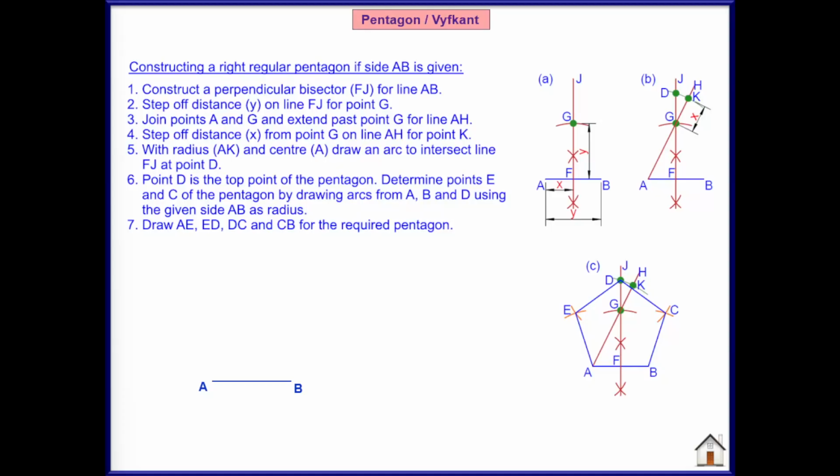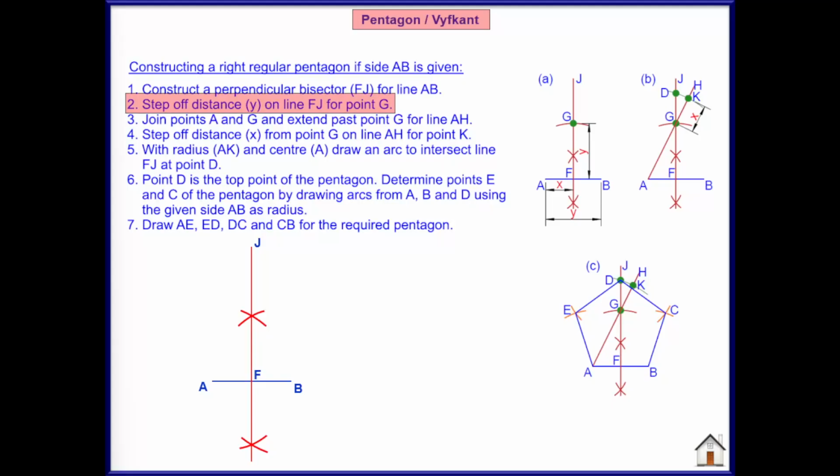Familiarize yourself with the construction of the pentagon. First of all, constructing a regular pentagon, if side AB is given, we know that our side length was 26 millimeters. So for our construction, we have a side length of AB. Construct a perpendicular bisector FJ for line AB. Draw a circle arc from the right hand side of the side length AB, and then from A, draw a circle arc. At the bottom, draw a circle arc from A, and then a circle arc from B as well. That will give me my perpendicular bisector, which will be my FJ.